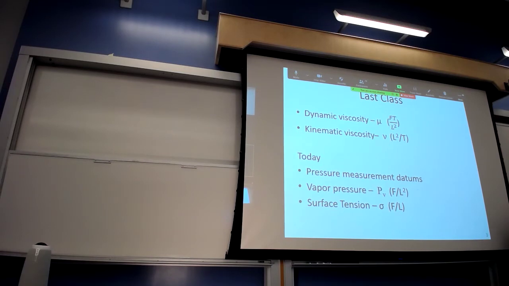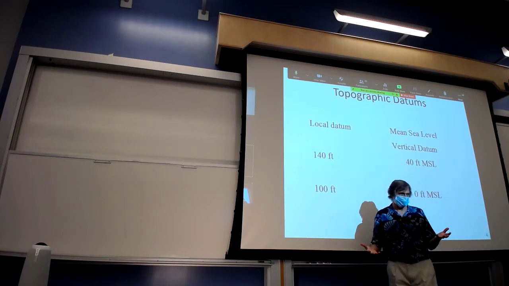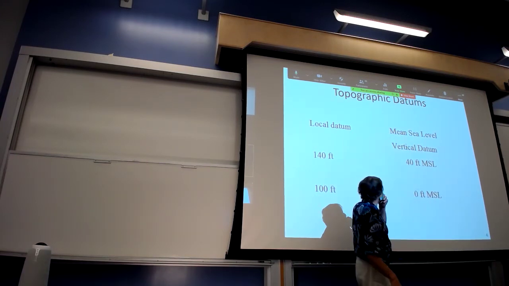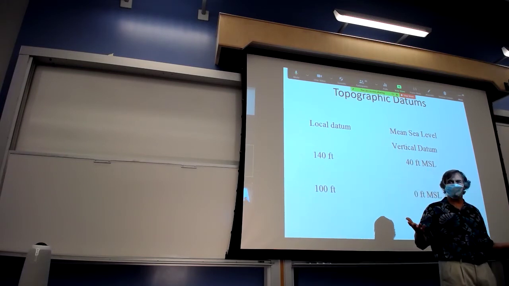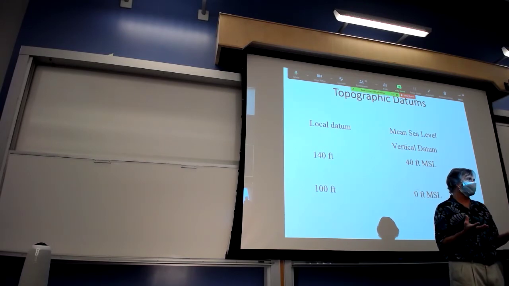Good, good. Okay, so today what I hope to get to: pressure measurement datums, vapor pressure, and then surface tension is probably the last fluid property we'll be doing. So, most of you are familiar with elevations and elevation datums. So, we can have what we call a local datum, or we can have an absolute datum that is internationally or nationally or at a local jurisdiction recognized.